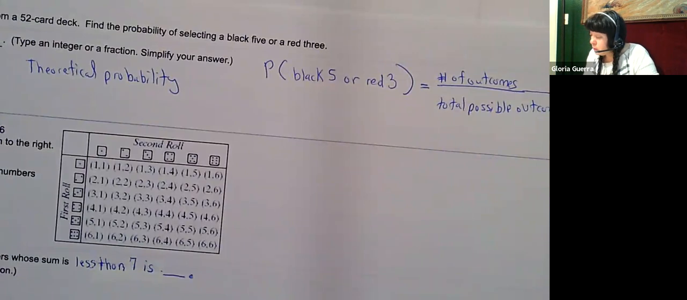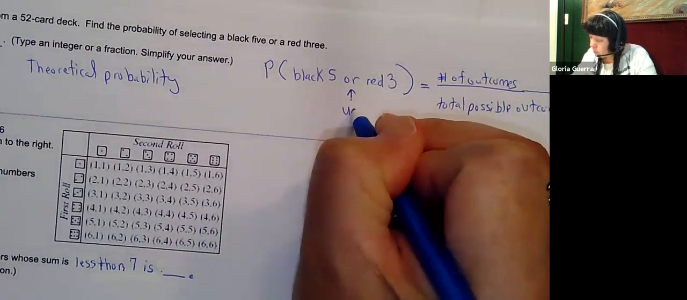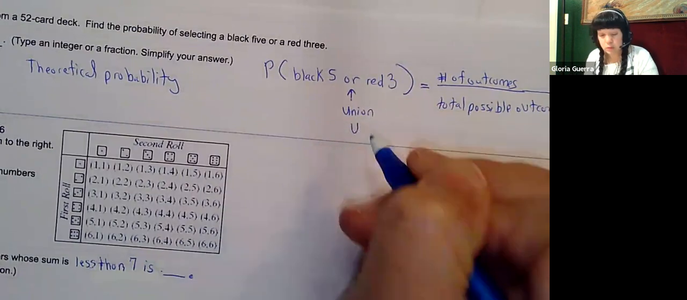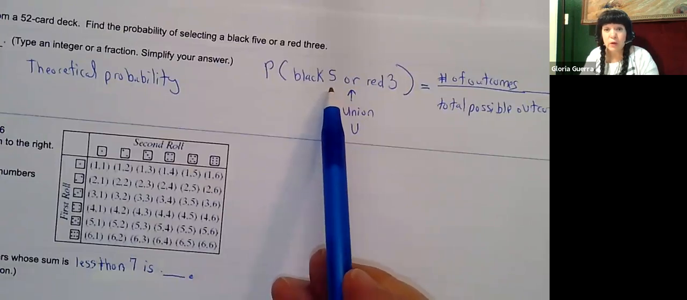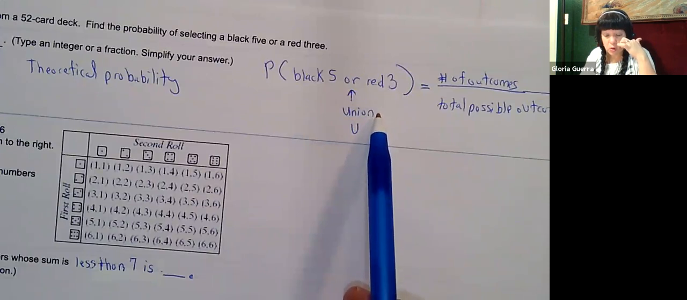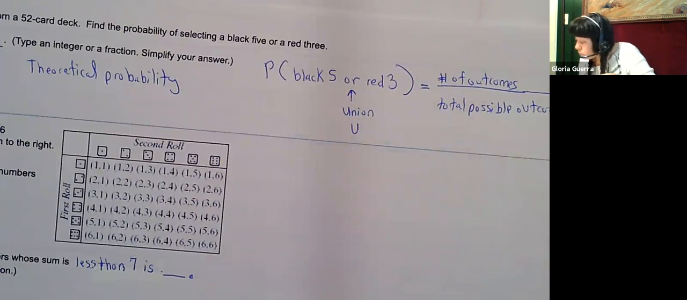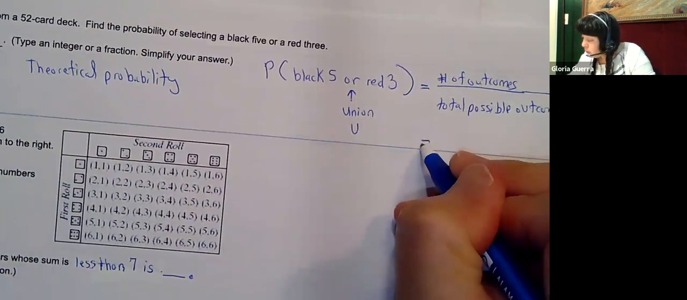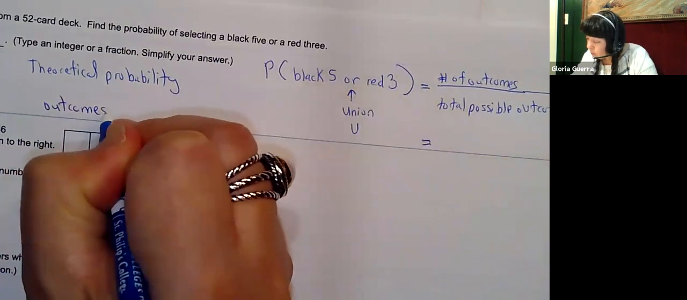All right. And then also the word or means union. Okay, union. So you're doing the black 5 card union with the red 3 card. Okay, so you want to do a union. So let's see, the number of outcomes. Let's make a list of our outcomes so we can count them.